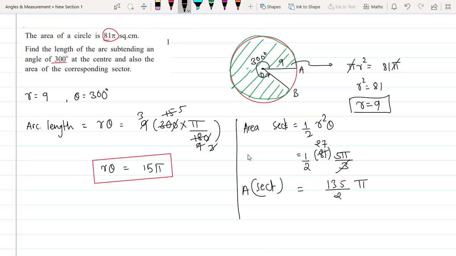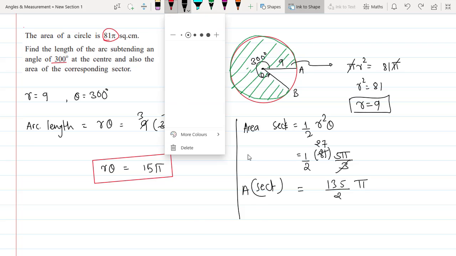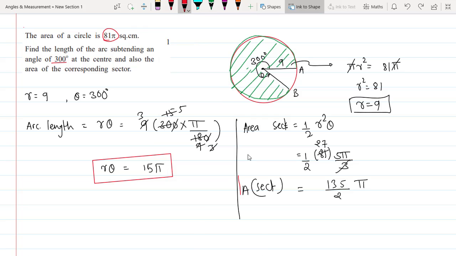Is it okay everyone? See, in this way we can proceed for any type of questions. Oh sorry, let me have a box for this. Okay, good. So these are the two values.